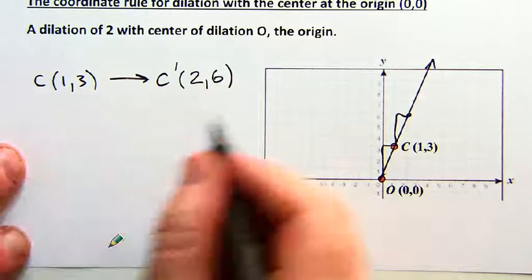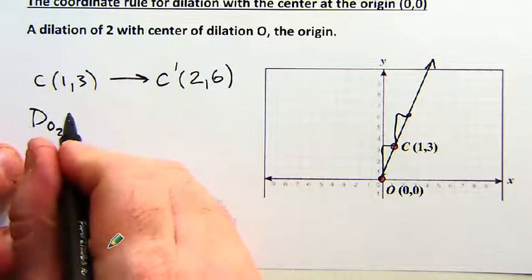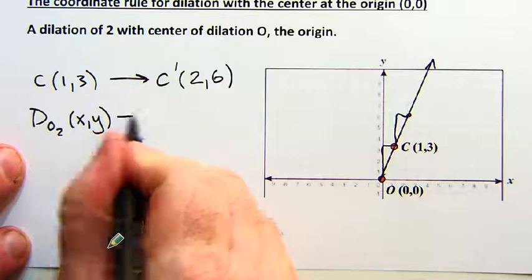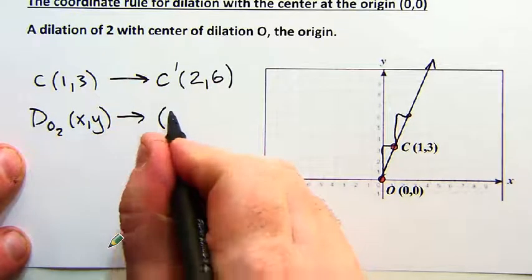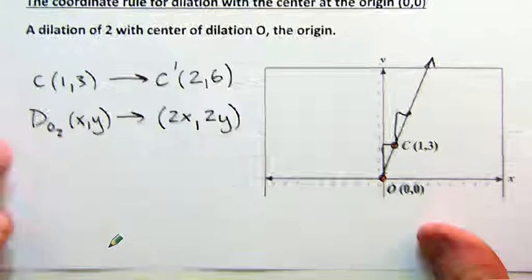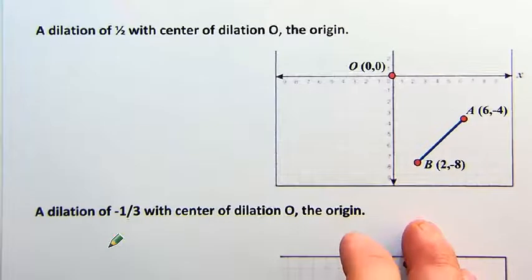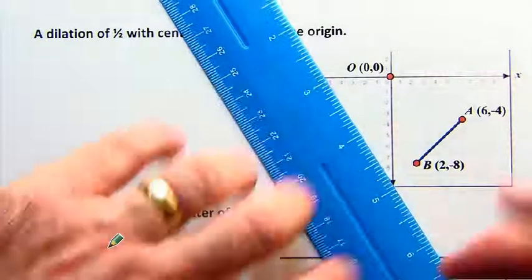Now I see a very simple relationship happening here. A dilation of 2 is going to take my point, and it's going to map it to 2 of those and 2 of those. Now let's see if that continues here. So let's try a different dilation value. Here we're going to dilate something by 1/2 from the origin.